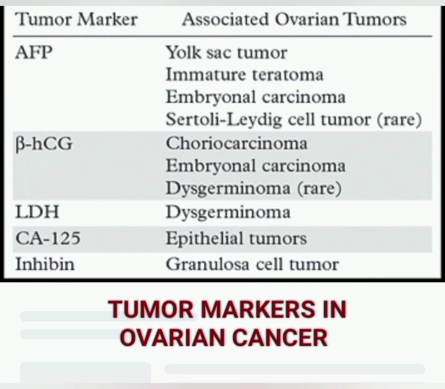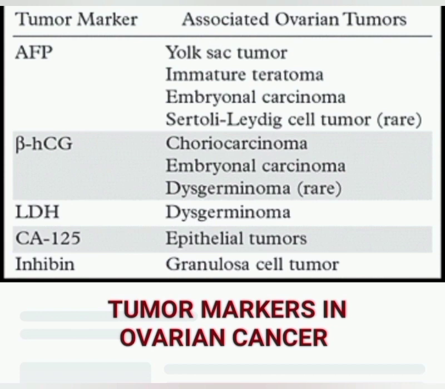Now you must remember the tumor markers associated with ovarian tumors. Alpha fetoprotein is a tumor marker for germ cell tumors. It is increased in case of yolk sac tumor, immature teratoma, embryonal carcinoma, or Sertoli-Leydig cell tumor.